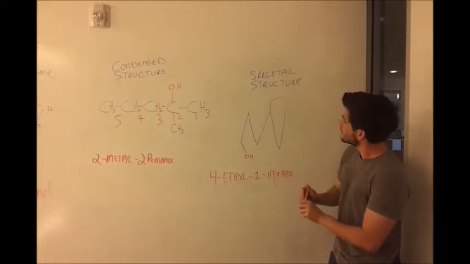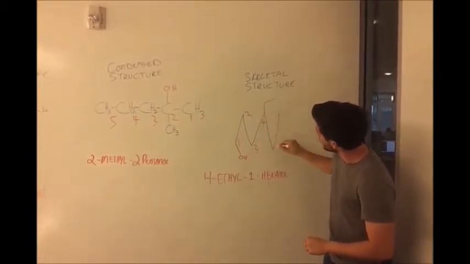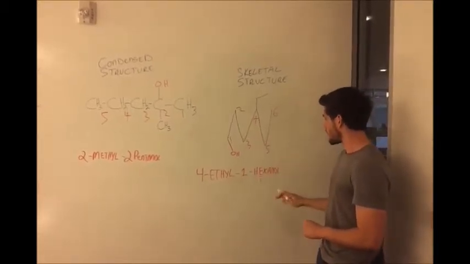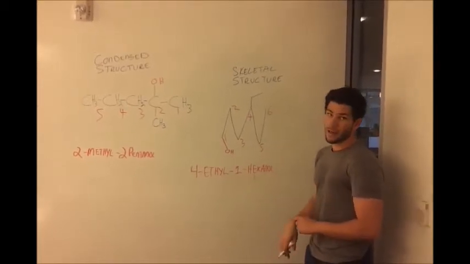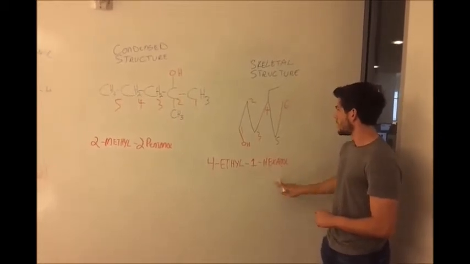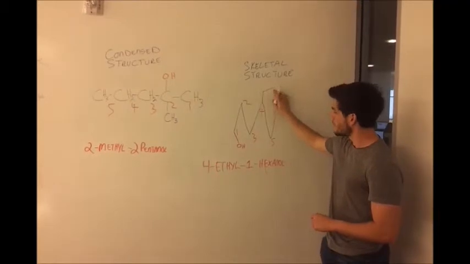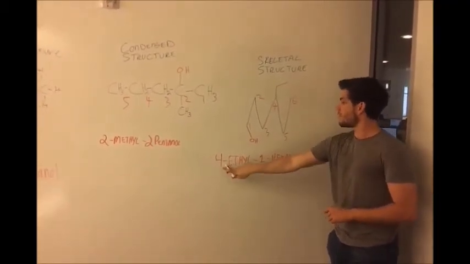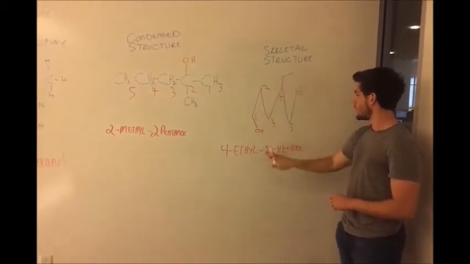And it is 1, 2, 3, 4, 5, 6. In the parent chain, the total number of carbons is 6, so hexanol. The hydroxyl group is located on carbon number 1 of the carbon chain, so 1-hexanol. Then the substituent is ethyl, because it contains a total of 2 carbons, and is located on the 4th carbon of the parent chain. 4-ethyl-1-hexanol.